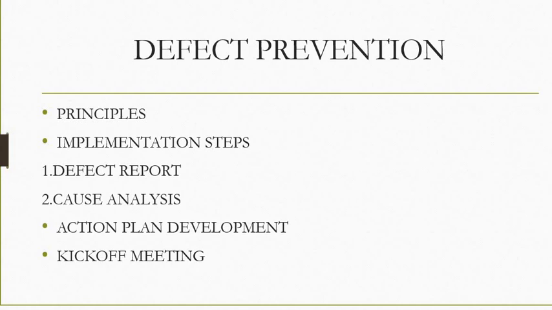Review and verify. Okay, the 10th point of defect prevention is to review and verify completed action items before they are closed. 11th point, ensure that significant and successful efforts in preventing defects are recognized. These are all the defect prevention activities.